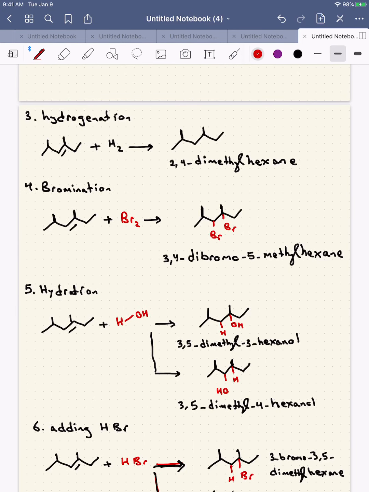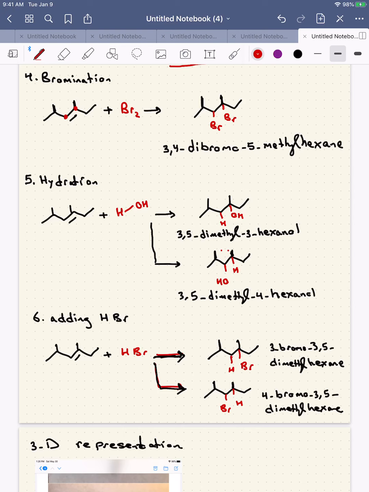Hydrogenation will turn the alkene into alkane, so you're adding a hydrogen here, and here it gets saturated, and name of this is 2,4-dimethylhexane. Bromination, then you have to respect it again, 1 bromine here, 1 bromine here, and you go and spell it out. So this is 3,4-dibromo-5-methylhexane.